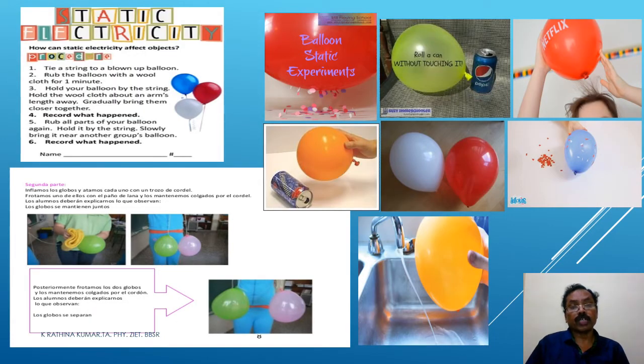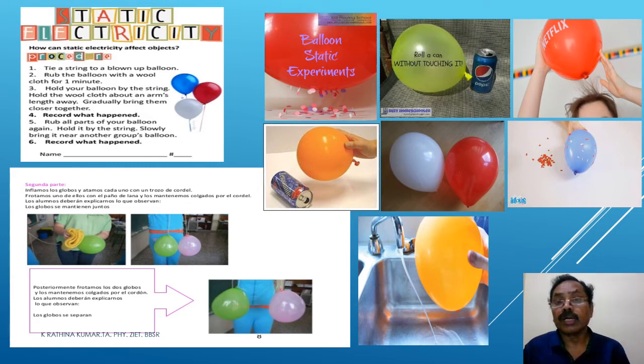Then static electricity, how can it be created? How can static electricity affect other bodies? Tie a string to the blown up balloon. Rub the balloon with wool. It is the same activity; you can read this and follow the record of what happens in this mentioned activity. And here the balloon static experiment is pictorially explained.